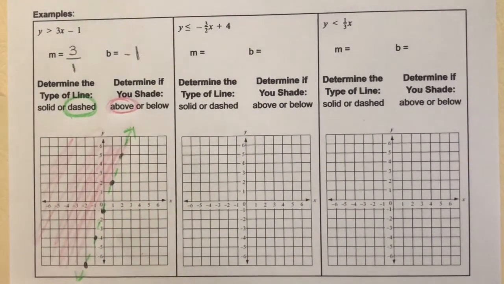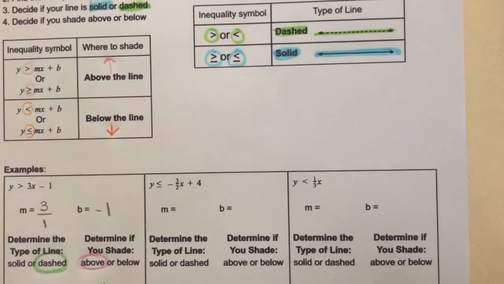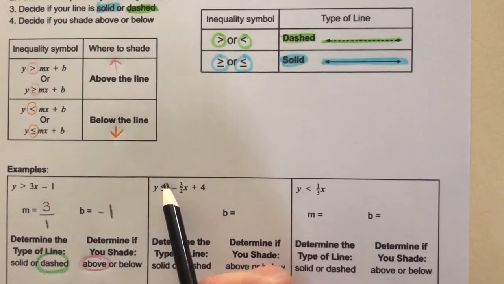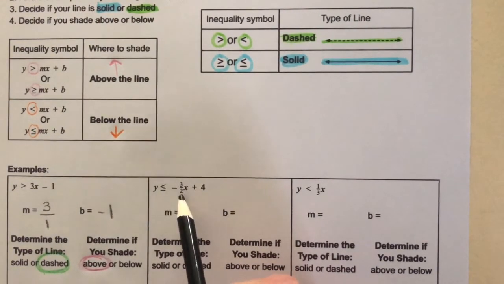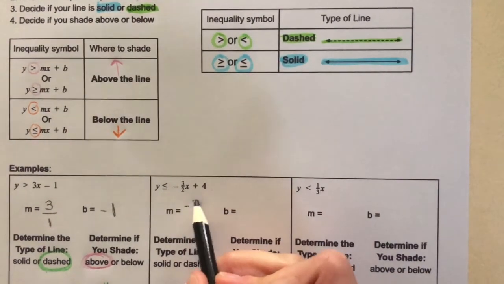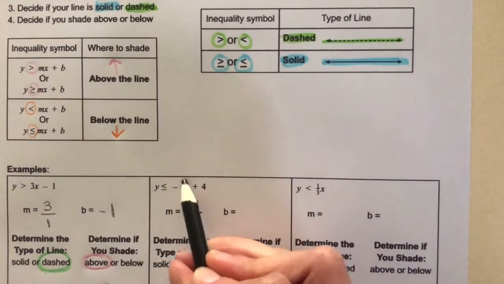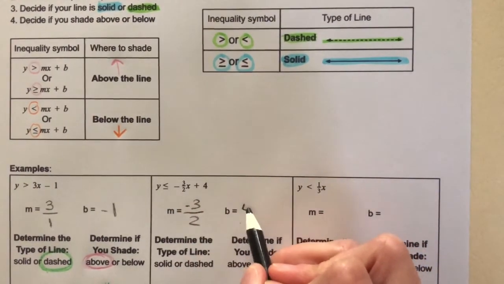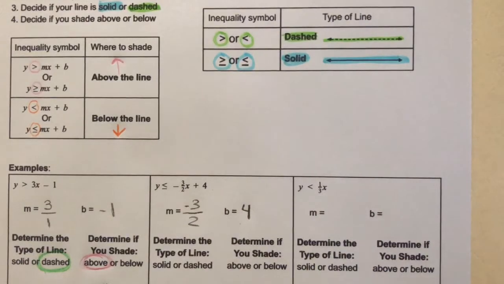So we have just graphed the inequality y is greater than 3x minus 1 on our coordinate plane. We're going to do the second example together. And again, before I do any graphing, I can determine some information about it. So y is less than or equal to -3/2 x plus 4. My slope is -3/2, that's the number next to x. My y-intercept is (0, 4), or in my case, 4.